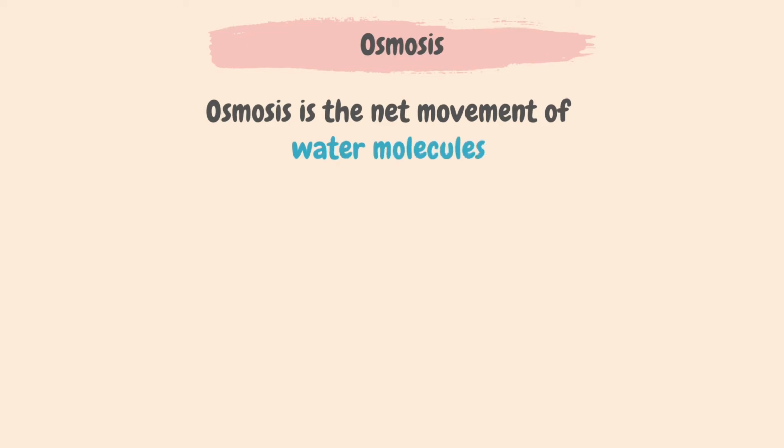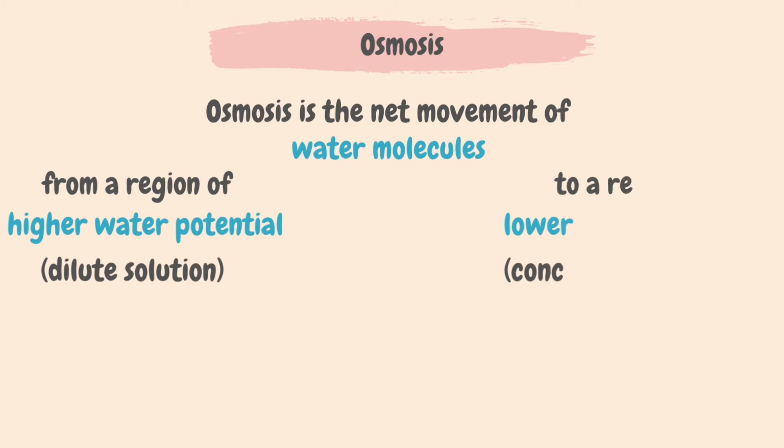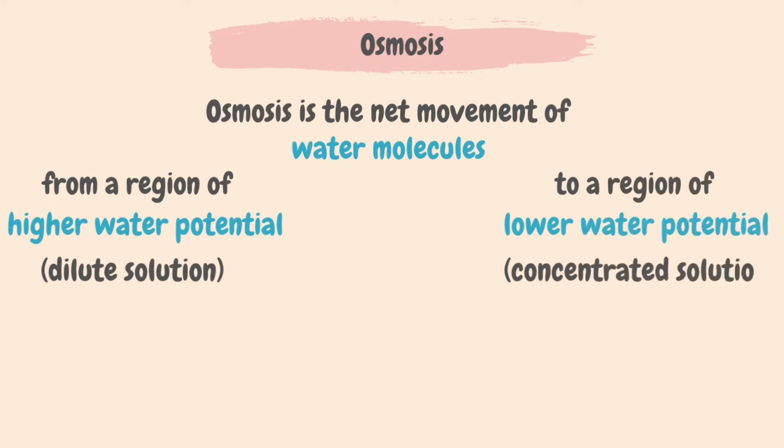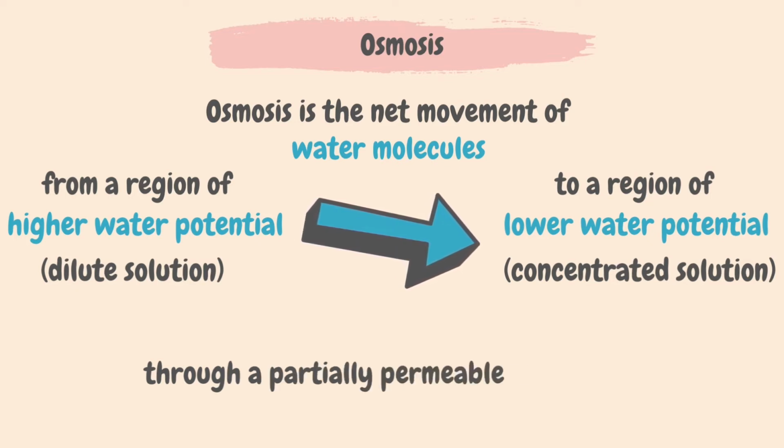So let's define osmosis. Osmosis is the net movement of water molecules from a region of higher water potential or dilute solution to a region of lower water potential or concentrated solution through a partially permeable membrane.